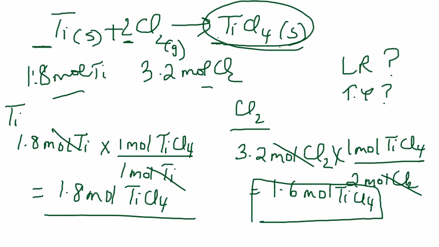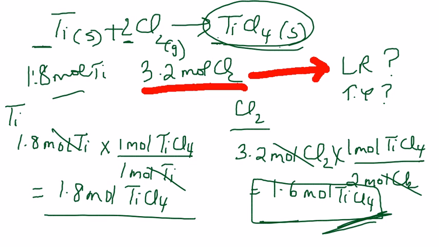What does that mean? That means that with the amount of chlorine given in this particular experiment, the amount of chlorine is going to limit the amount of TiCl4 that will be generated. So what becomes your limiting reactant? The 3.2 moles of Cl2 becomes your limiting reactant. And what is your theoretical yield? Your theoretical yield is the 1.6 moles of TiCl4, which is your theoretical yield in moles.